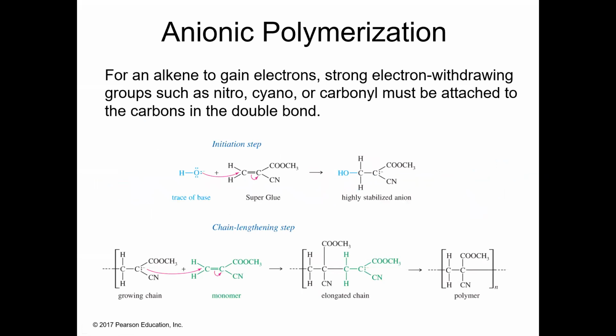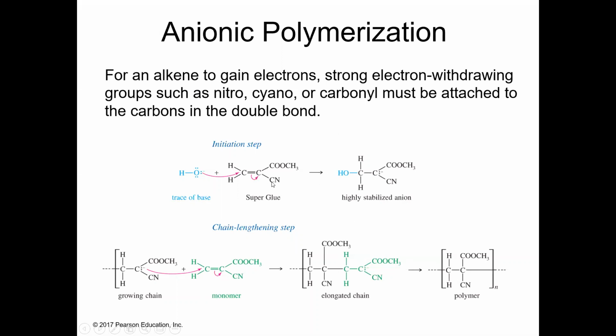The most common application of anionic polymerization is in superglue. When superglue hardens, that's a polymerization reaction. Anionic polymerization is much less common than the other two.